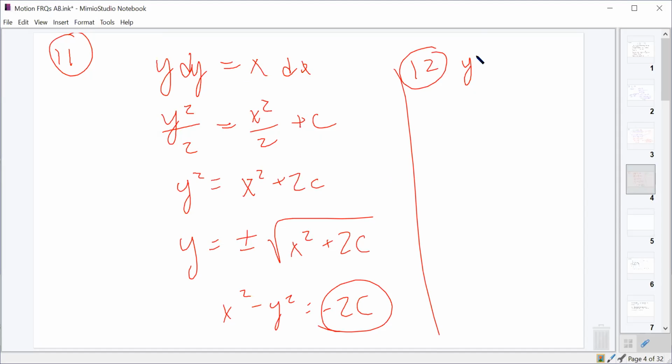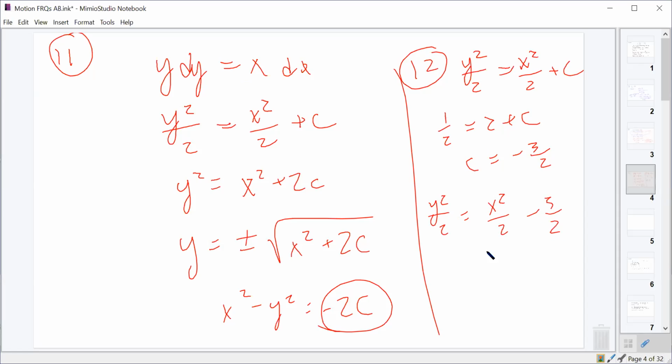So we'll go back to y squared over 2 equals x squared over 2 plus a constant. And we're going to plug in -2 for x and 1 for y. So 1/2 equals 2 plus c. So our constant is -3/2. So we got y squared over 2 equals x squared over 2 minus 3/2, or y equals positive or negative square root of x squared minus 3.